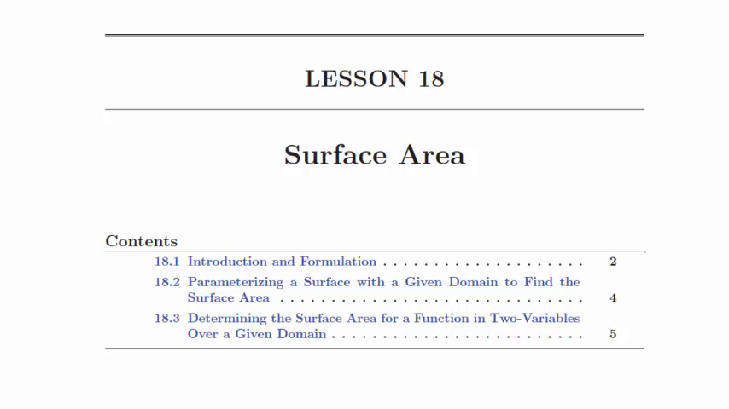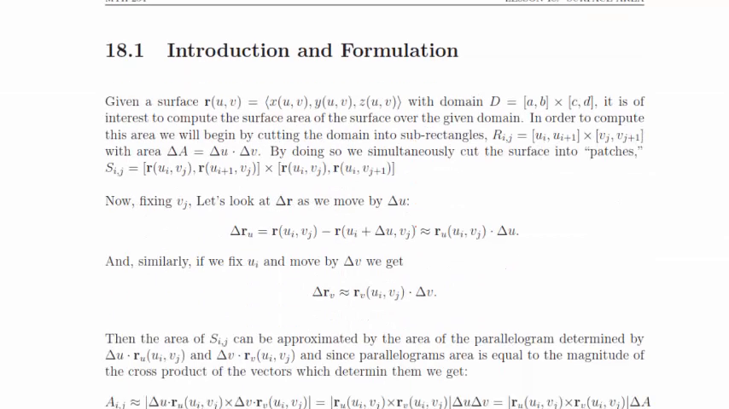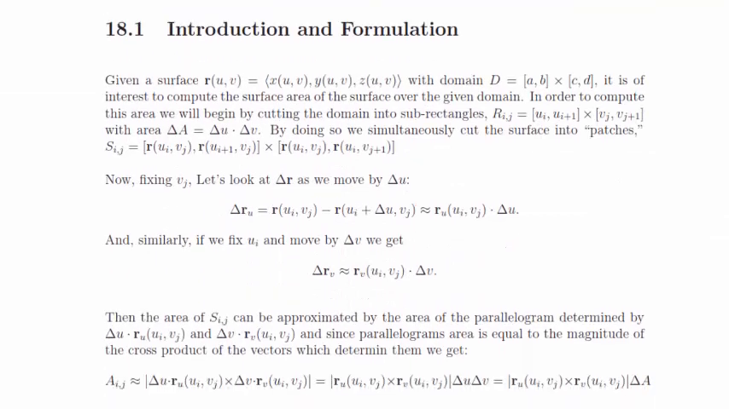That is, we will use the formula that we come up with for surface area of functions given in parametric form in order to find the formula for surface area of a function in two variables, and then we'll use that formula to find some surface areas for functions in two variables. All right, let's jump in here. Section 18.1, Introduction and Formulation.